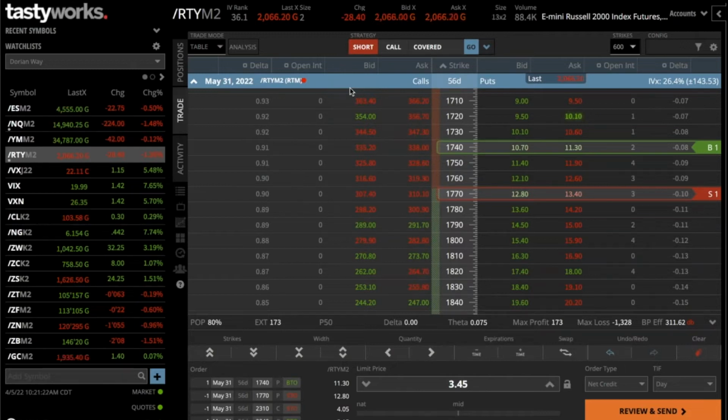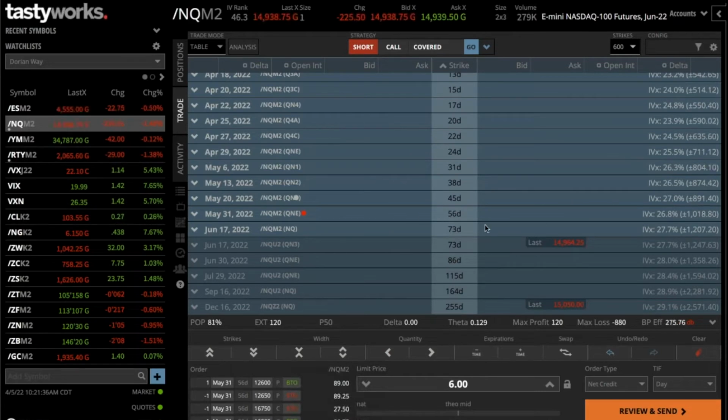So let's look at a couple more and see if we want to do this one. This one meets the criteria of the buying power. It's actually giving us a decent amount of return on the capital. It's 173. And then if we go over here to the NQ, you can see that I got this geared up already, kind of matching it towards the 56 days.